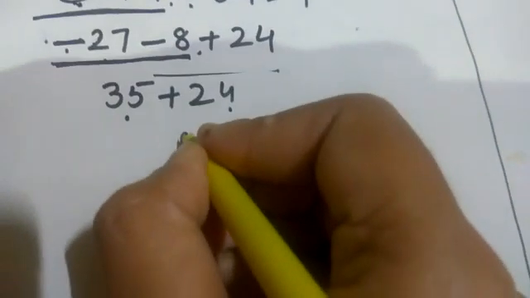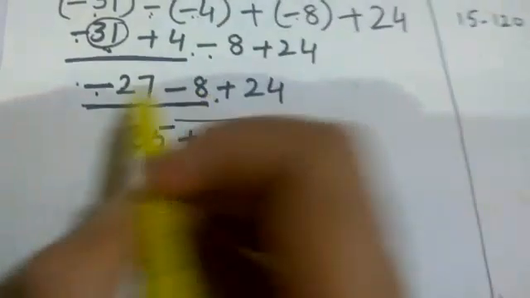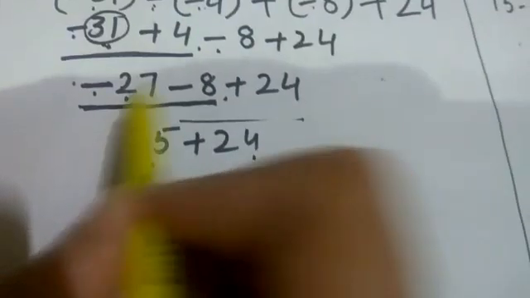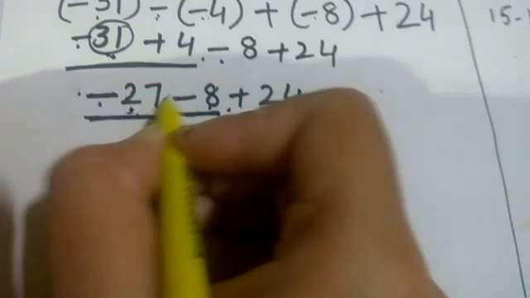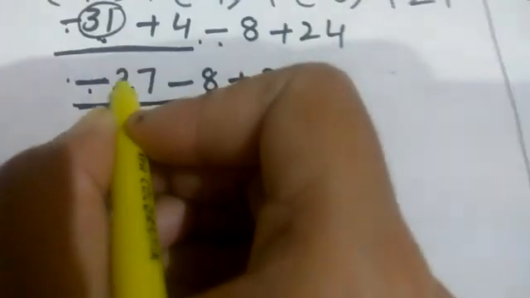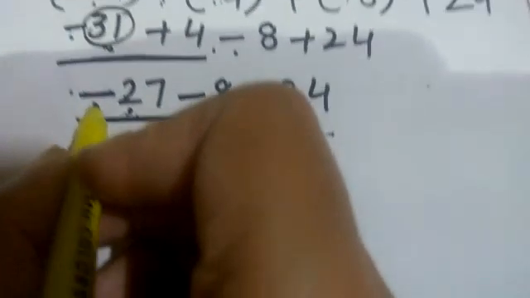35 plus 24 is still... No, wait. Minus 27 minus 8. Here the sign is that which is with the greater number. So here, who is greater? 27 is greater, and in front of 27 a negative sign is there. So that means here also the sign is negative.